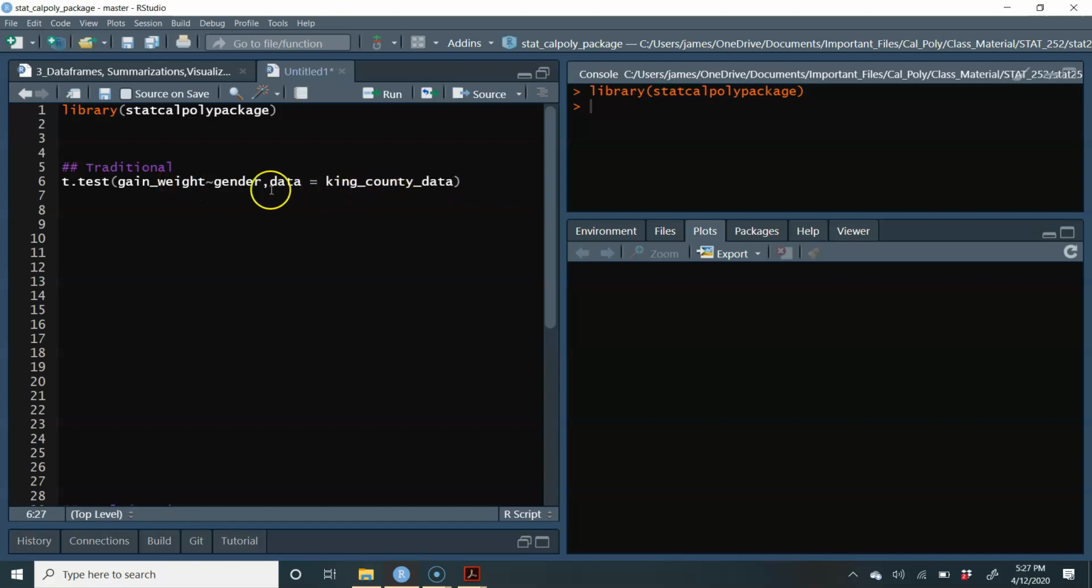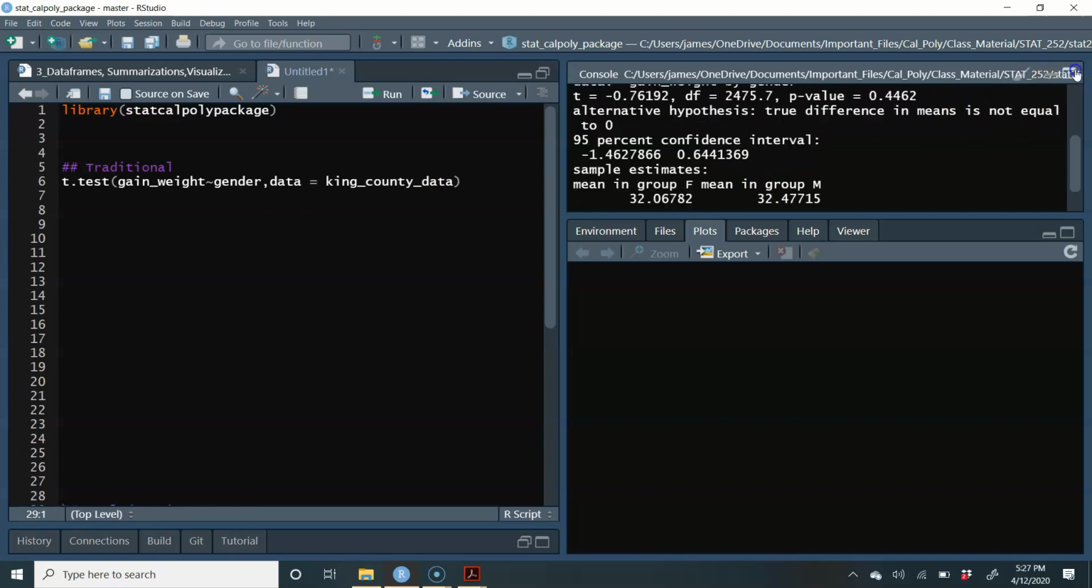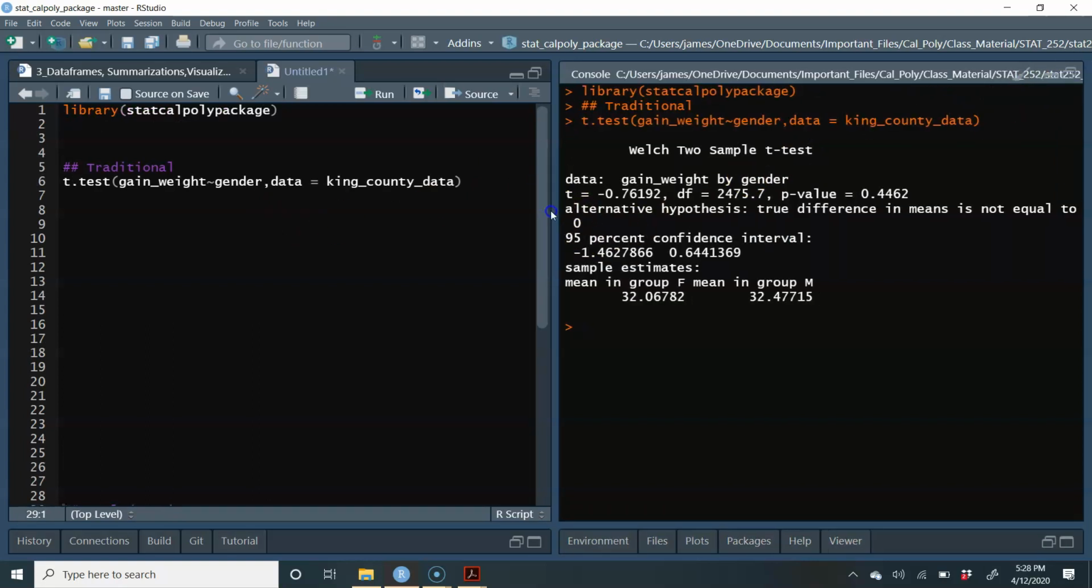set from King County. So what happens here when I run this is that I get a t-test, a hypothesis test as well as a confidence interval. So that's kind of cool. Let's look at our results. Let's see what it says. Make this a little wider.